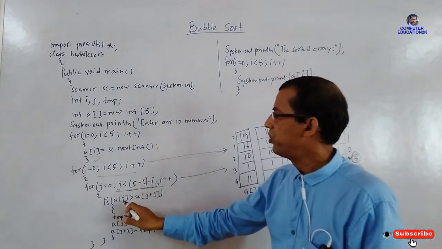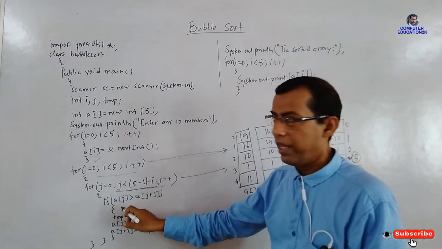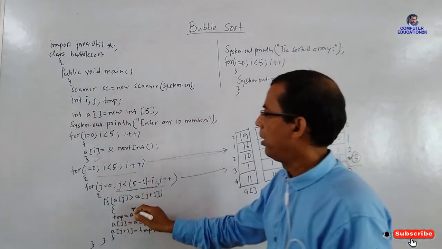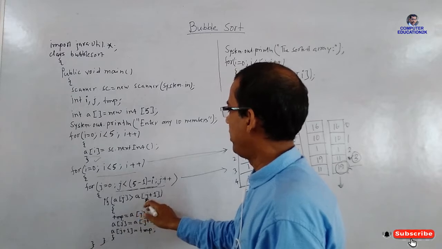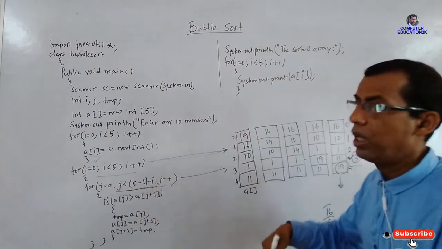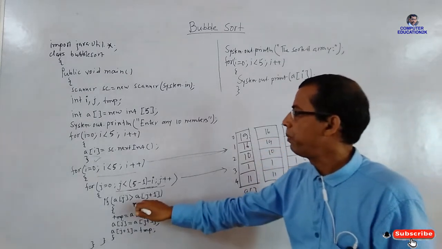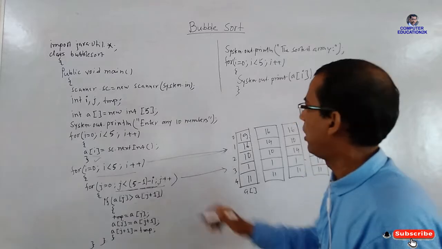If a within bracket j is greater than a of j plus 1. Now you see, you have to compare these two values before exchanging. That comparison is taking place here.